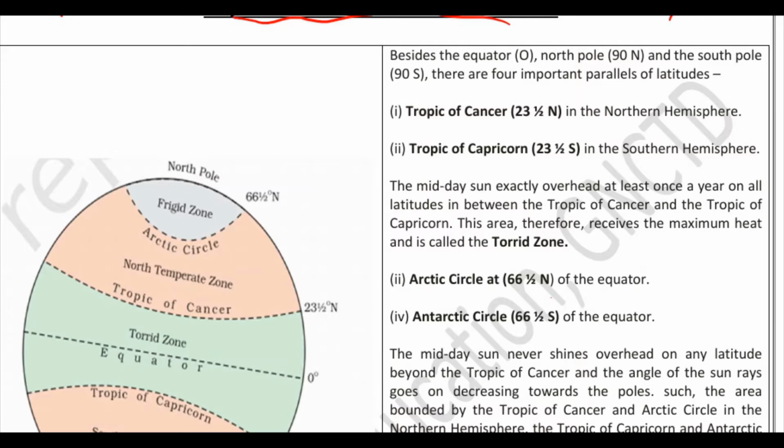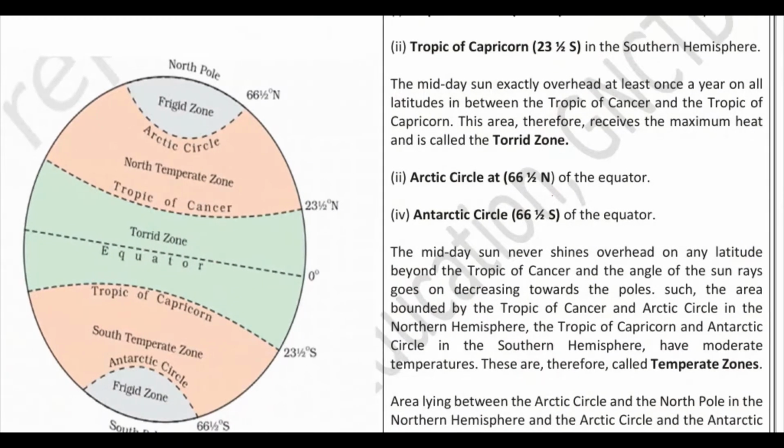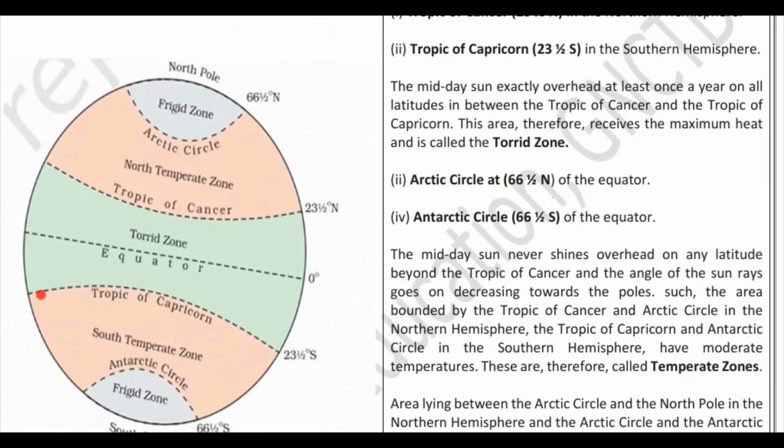Same way, the Tropic of Capricorn is located in the southern hemisphere, and it is on the latitude 23.5 degrees south. You can see this one here. So this is almost the same as the Tropic of Cancer here, and over here is the Tropic of Capricorn. The difference is the Tropic of Cancer is on 23.5 degrees north, and the Tropic of Capricorn is on 23.5 degrees south.